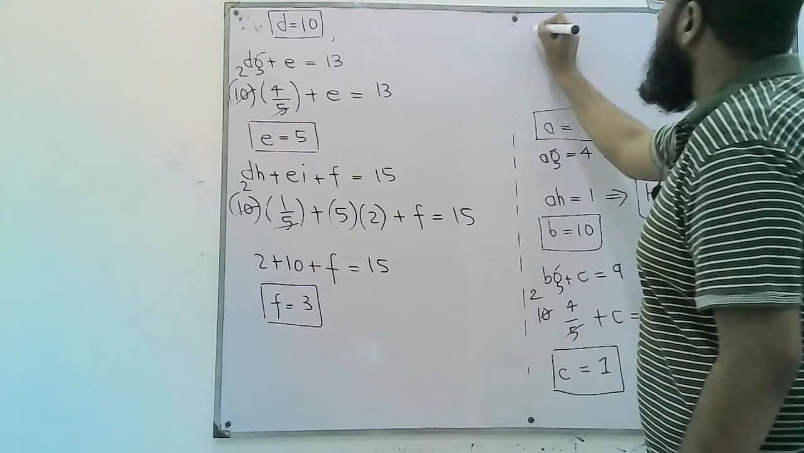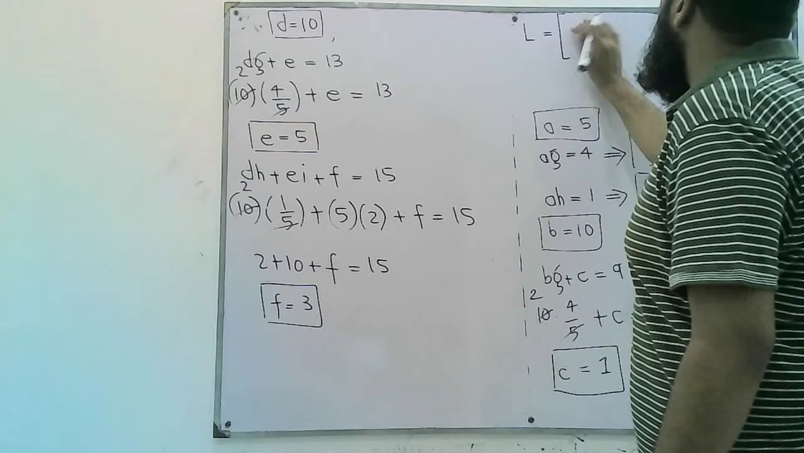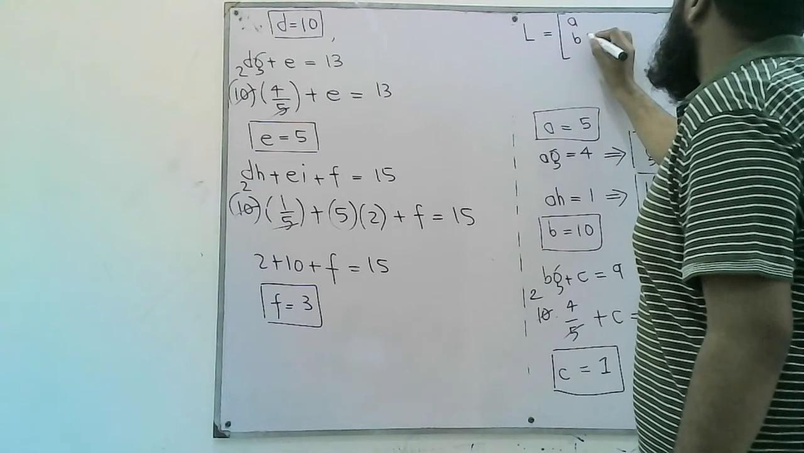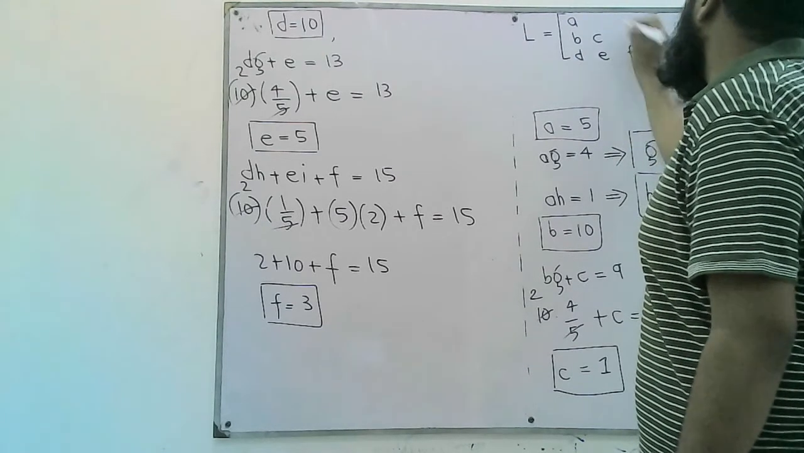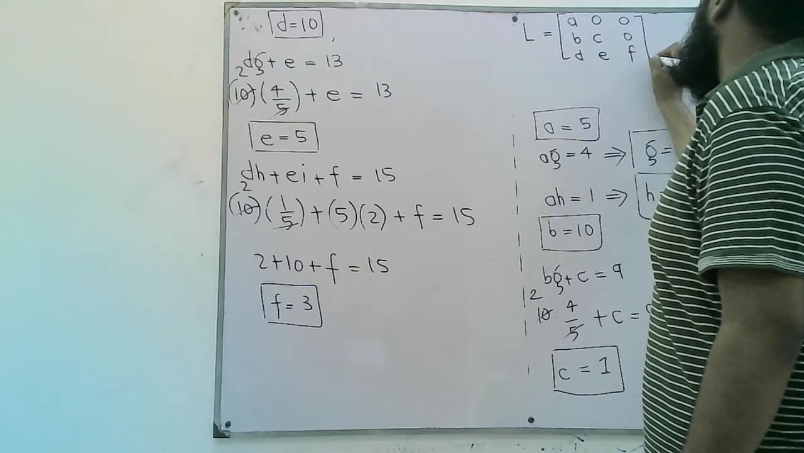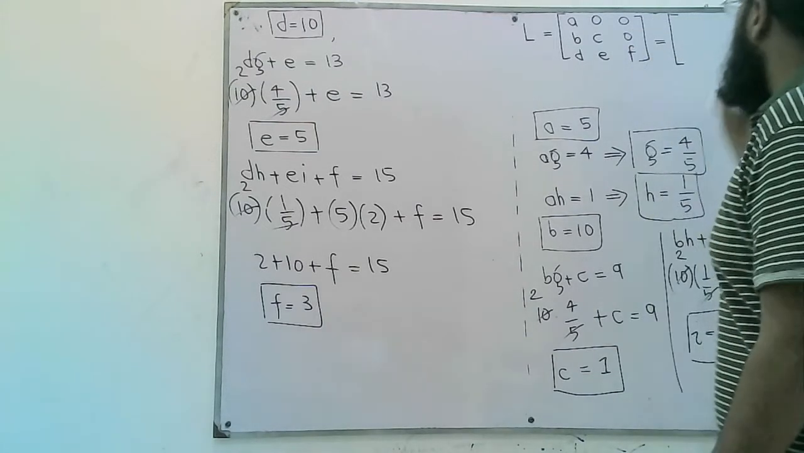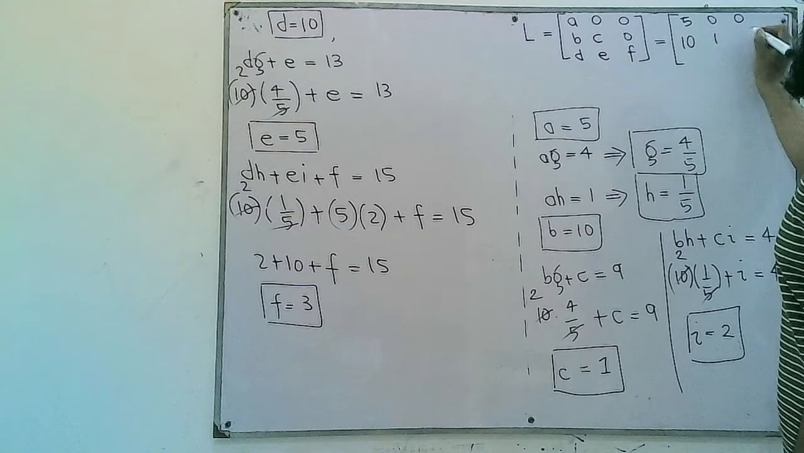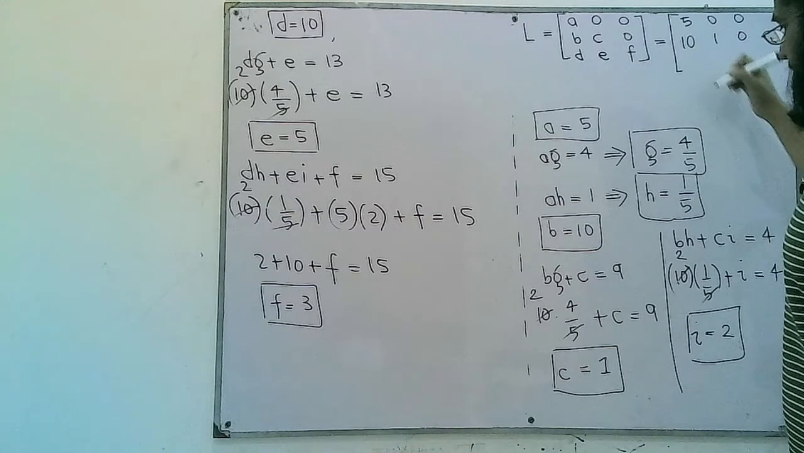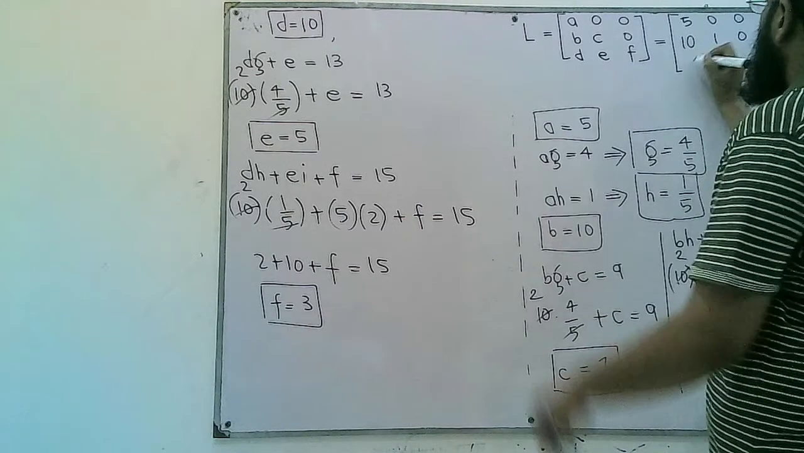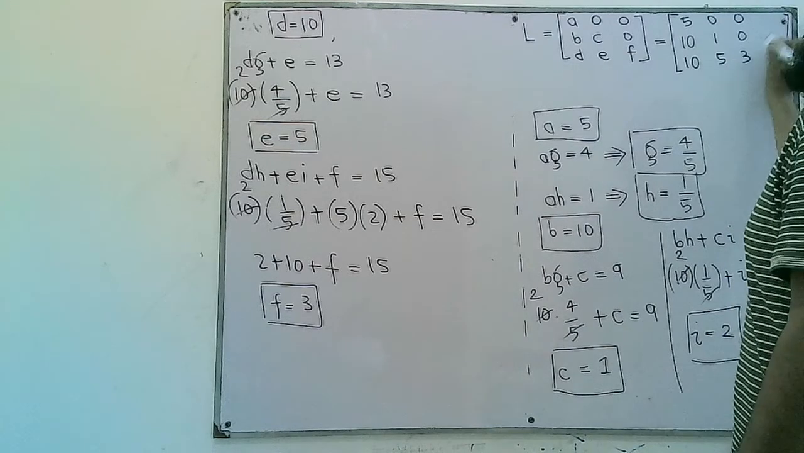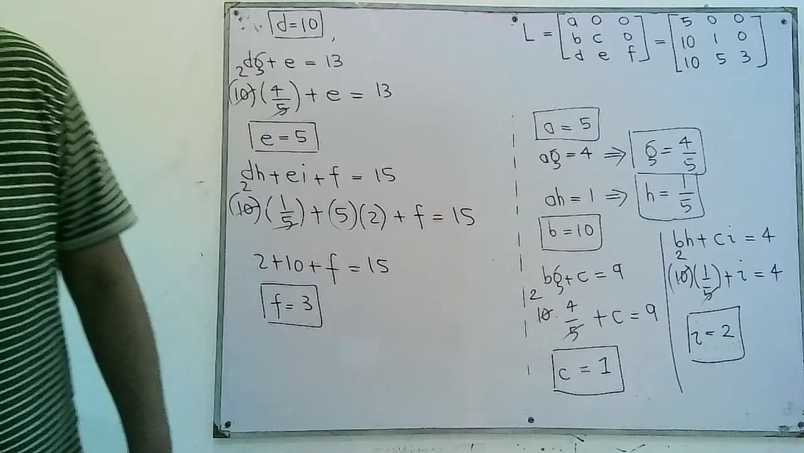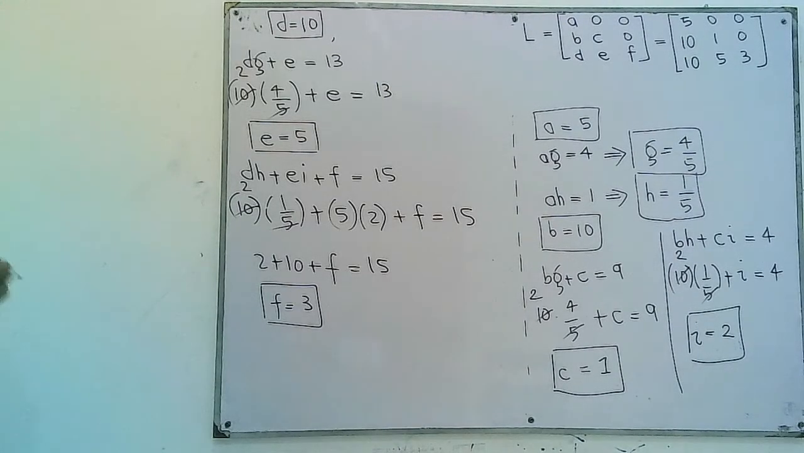The L matrix, we know, is a lower matrix where we have A, B, C, D, E, F, and 0. This matrix is A, 5, 0, 0, B, C, 10, C is a 1, 0, and D, E, F. D is 10, E is 5, F is 3. So 5, 0, 0, 10, 1, 0, and 10, 5, 3 is L.